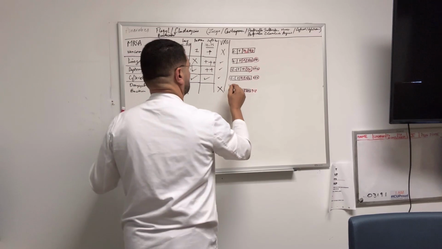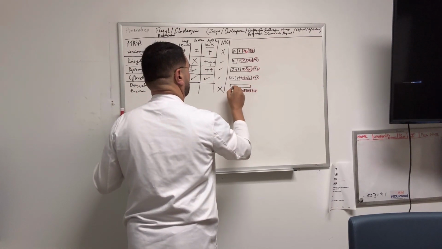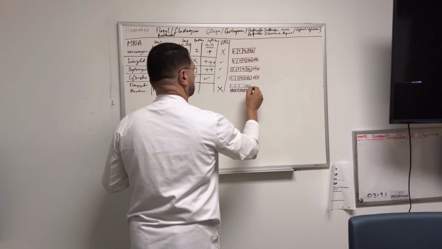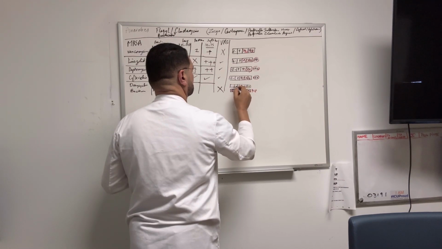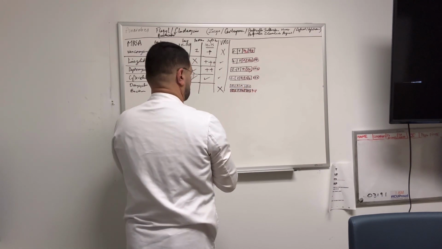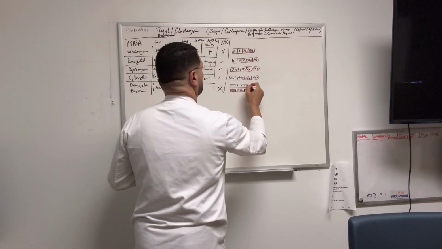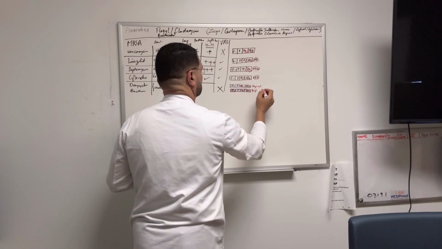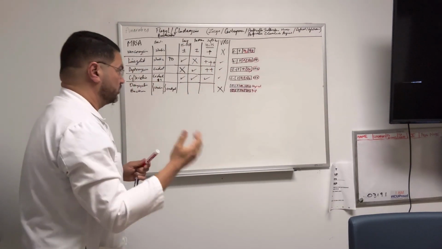Doxycycline covers a lot of other things as well, but not gram negatives. So it covers gram positive, outpatient MRSA, and it covers atypicals, right? Like mycoplasma and stuff like that.